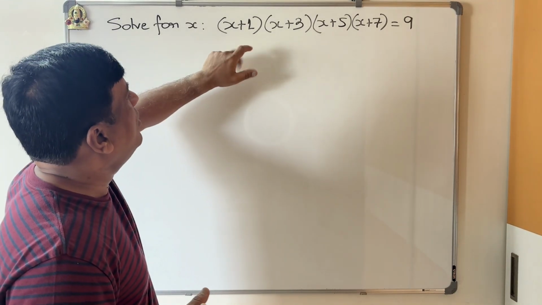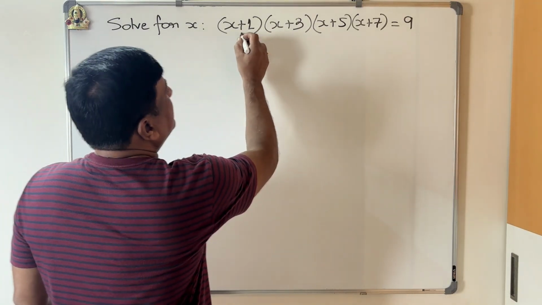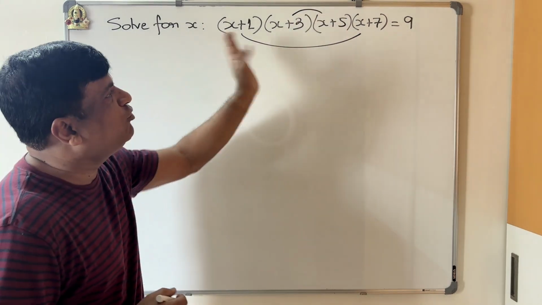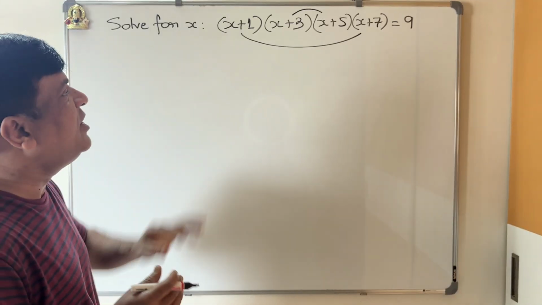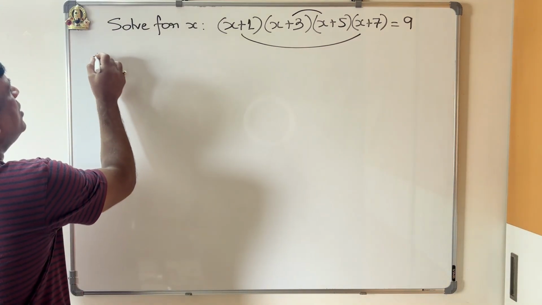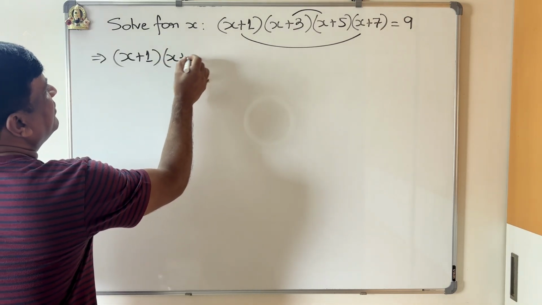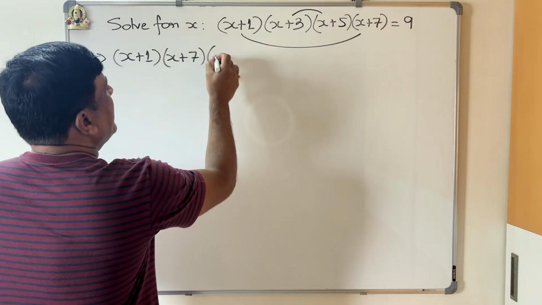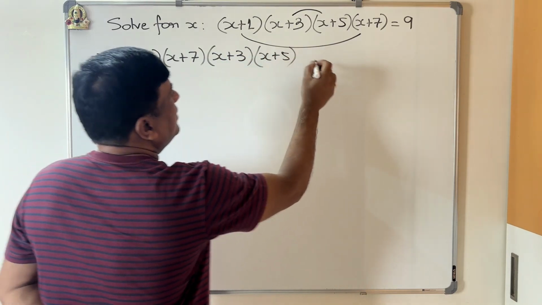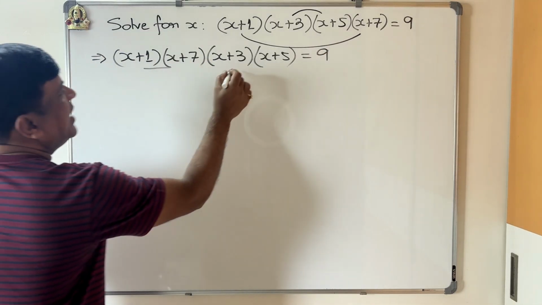Look at it. If you look at this and this, and this and this, when you pair those two in that way and multiply, you're going to get something common. So let's get started. I'm going to pair them as (x+1) times (x+7), and pair (x+3) times (x+5), which is equal to 9. That's the problem. Now multiply these two and multiply these two.